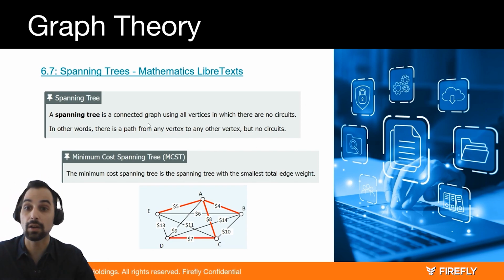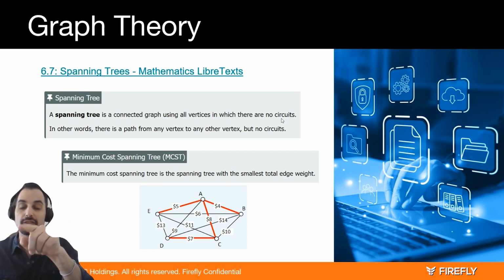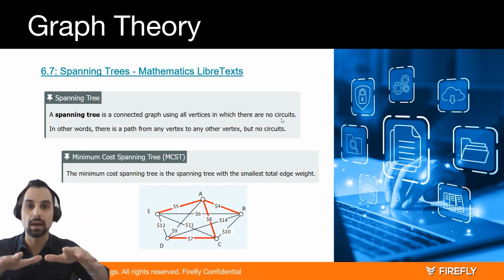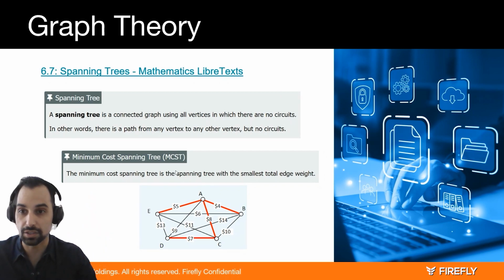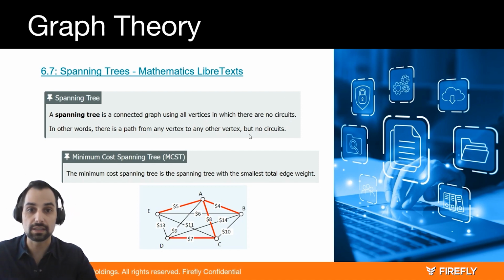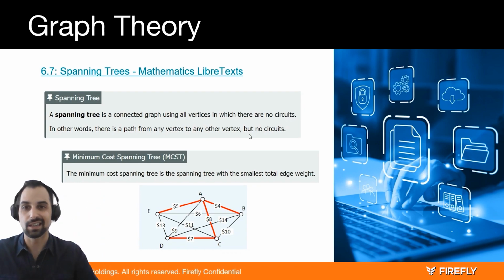So a spanning tree is a connected graph, as we saw, using all vertices in which there are no circuits. So there is no way from one node to take a tree path and come again to the same node, right? So it's always going to an end for all edges. In other words, there is a path from any vertex to any other vertex. Vertex is also what we call nodes or vertices, but no circuits. Again, I don't have loops, and that's where the spanning tree comes into place.